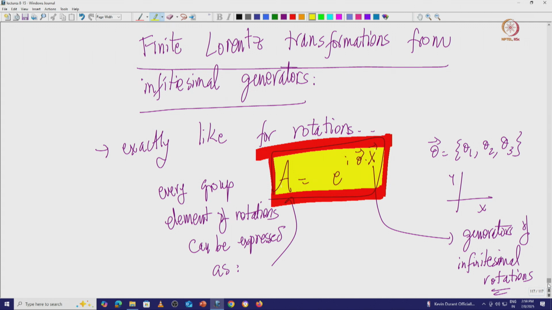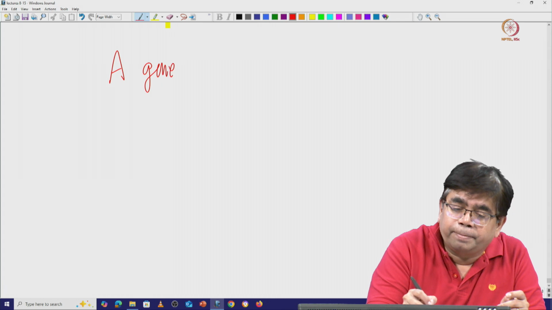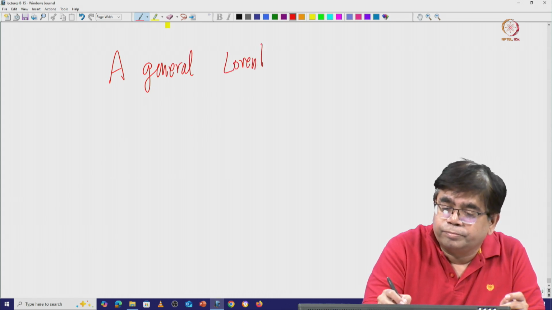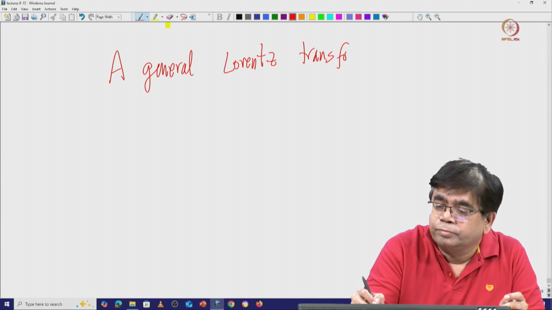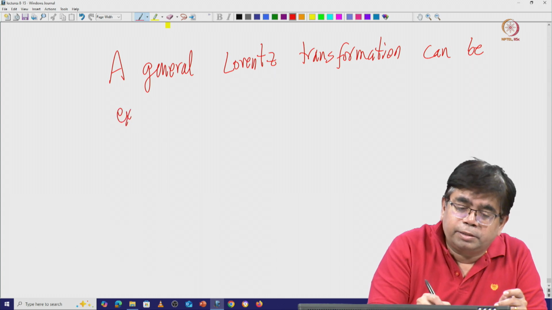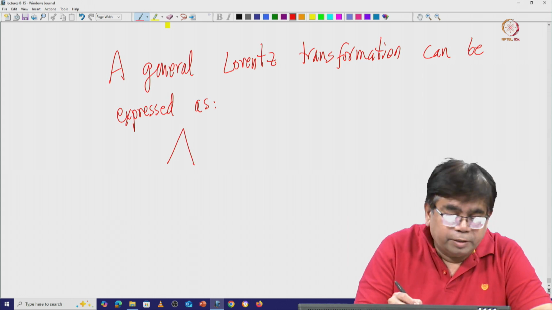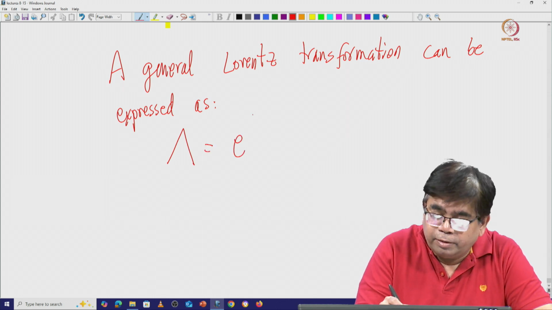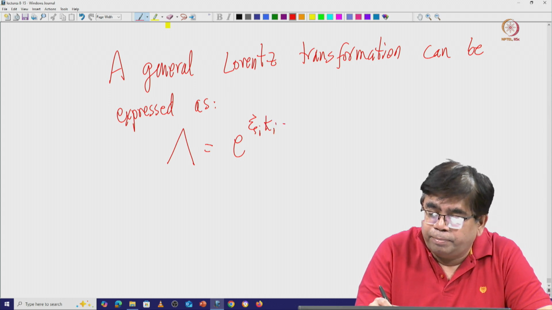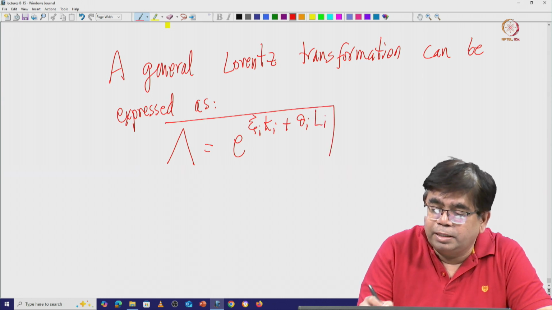So in general, a general Lorentz transformation can be expressed very simply as lambda is equal to e to the power xi_i K_i plus theta_i L_i. As simple as this.